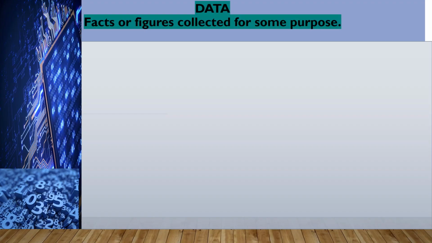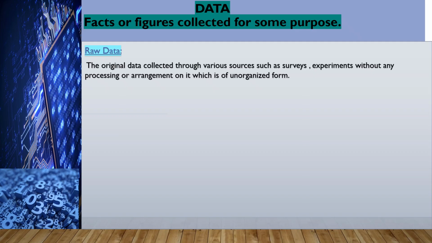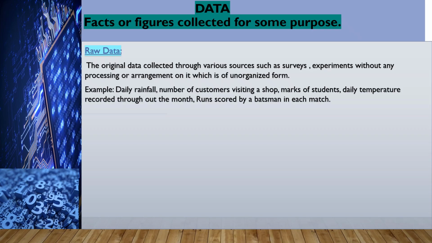Let's understand that not all the data are in the same form. Data can be classified into raw data and statistical data. Raw data is the original data collected through various sources, such as surveys, experiments, without any processing or arrangement done on it. A few examples are daily rainfall, number of customers visiting a shop, marks obtained by students in an exam, runs scored by a batsman in each match and so on.